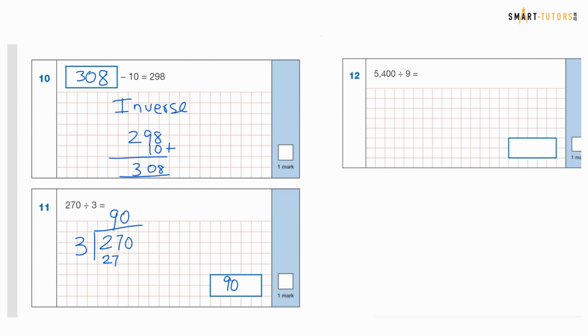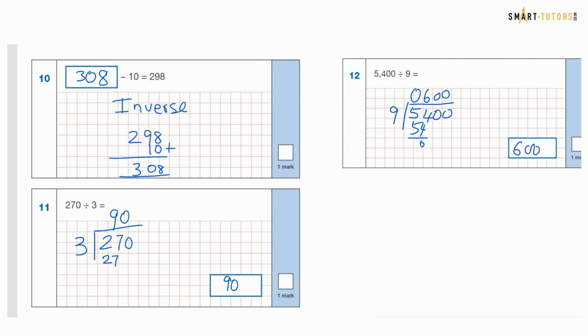Question number 12. 5,400 divided by 9. So this is a 4-digit number divided by a 1-digit number. So 9 doesn't go into 5, so you have to do 54. So 54 divided by 9 is 6. And then you've just got the 2 zeros, so you add the 2 zeros, which is 600. Well done. So that is the answer.